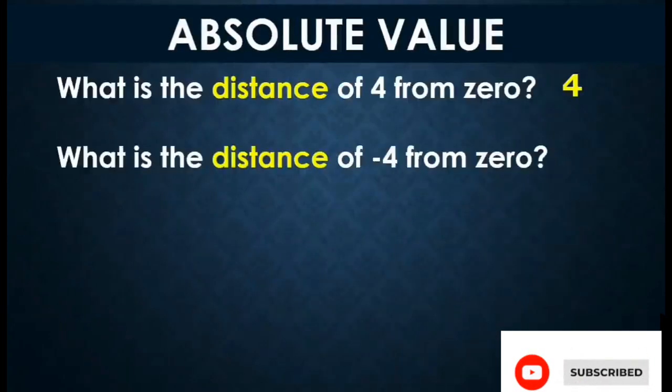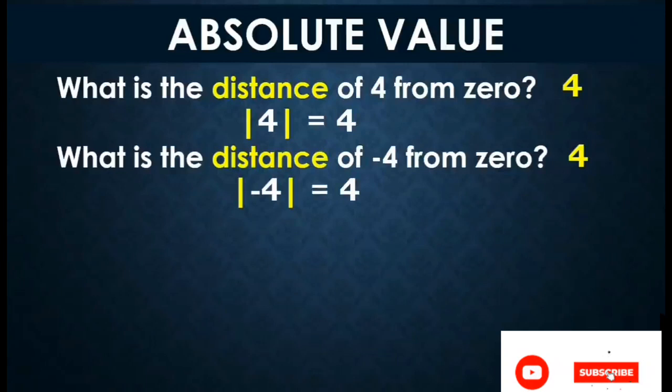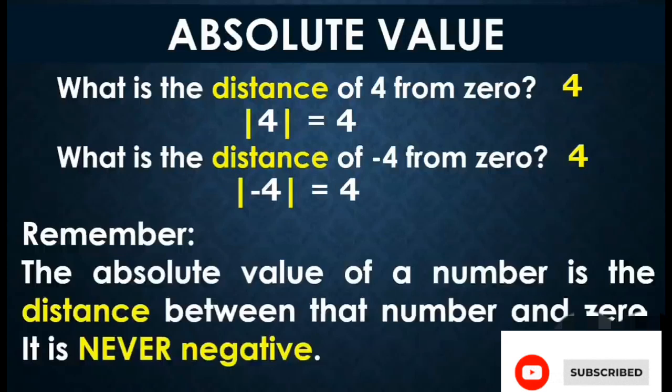Good. What is the distance of 4 from 0? Already we have got the answer. Don't forget, student. Remember, the absolute value of a number is the distance between that number and 0. It is never negative. Never be negative.